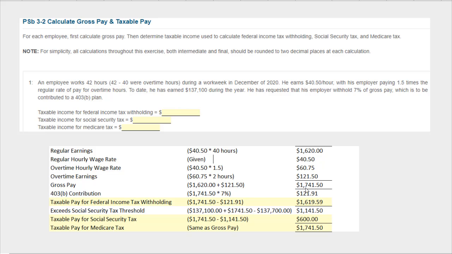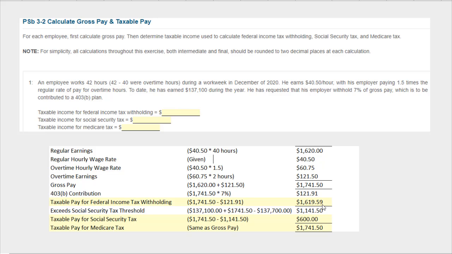So the gross pay here minus the contribution to retirement plan gets us the taxable pay or taxable income for federal income tax withholding. So this amount, $1,619.59, is taxable for federal income tax. So we have the first answer to the sample problem. Taxable income for federal income tax withholding, that is right here, $1,619.59.